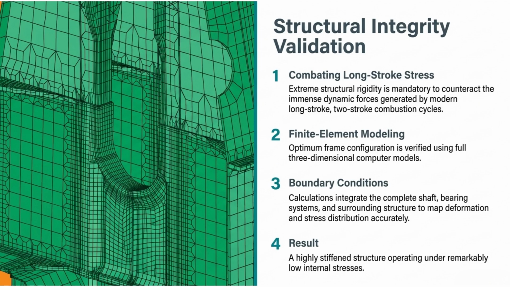Modern long-stroke, two-stroke combustion cycles generate immense dynamic forces. To combat this stress, extreme structural rigidity is mandatory. Engineers verify the optimum frame configuration using full three-dimensional finite element computer models. These complex calculations integrate the complete shaft, bearing systems and surrounding structure to accurately map deformation and stress distribution.